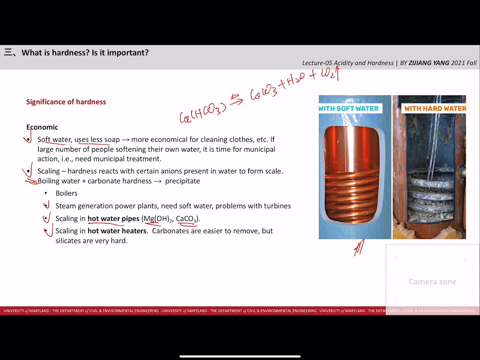We can see that when it is new, it looks like this, but when we use it many times, we will have scaling on the surface of this tube because the surface is very hot. So it will form precipitation on the surface of these tubes. And when we have scaling on the tubes, because this scaling has very small heat conductivity, the heat cannot be transferred to the water, so we need to use more heat to increase the temperature of the water.